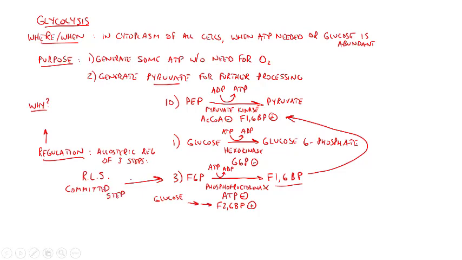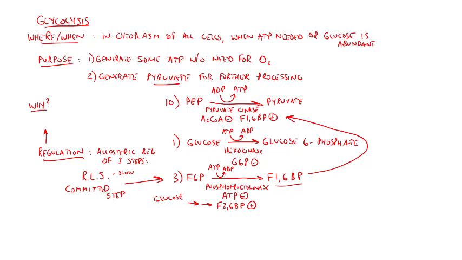So what do those mean? Rate-limiting step means that it's the slowest step of glycolysis. So this reaction sets the rate for all of glycolysis. If you speed this reaction up, you speed up glycolysis. If you slow this reaction down, you slow down glycolysis. So it's a key control point.